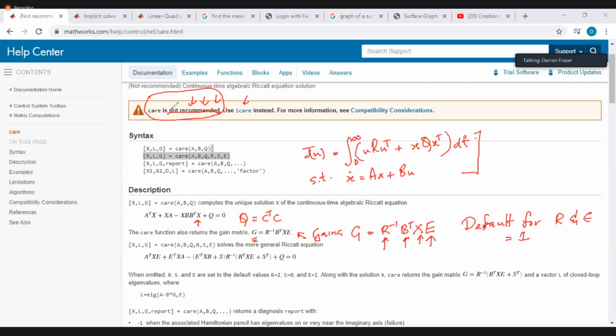All right, now what we are required to do is go to the icare, because remember, this year they are telling us the care is not recommended anymore. So the X, the L, and the G, like we said, G is the gain of the system, L are the eigenvalues of the system, and X is the solution to this matrix Riccati equation.